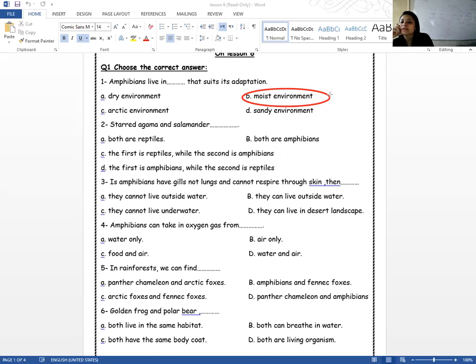Amphibians live in moist environments, such as agama and salamanders. The first, agama, is a type of lizard, so it is a reptile, but the salamander is an amphibian. So the correct answer is number C.